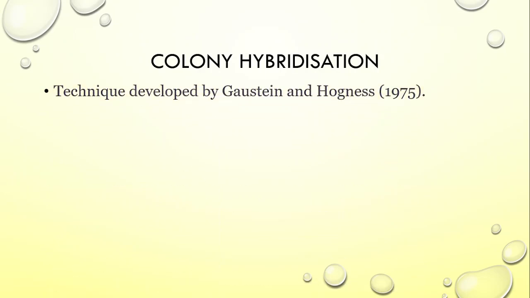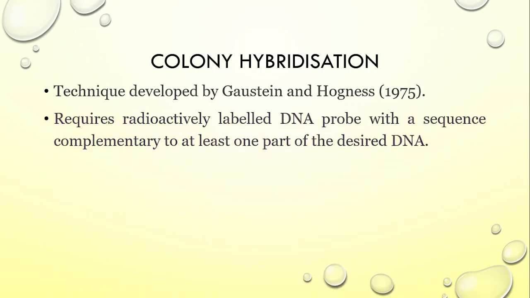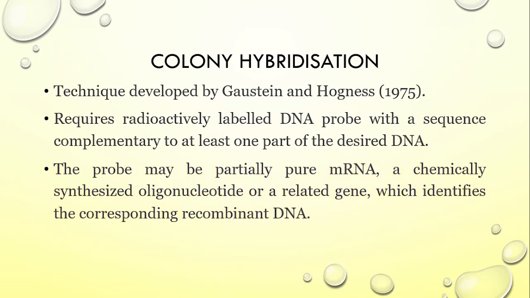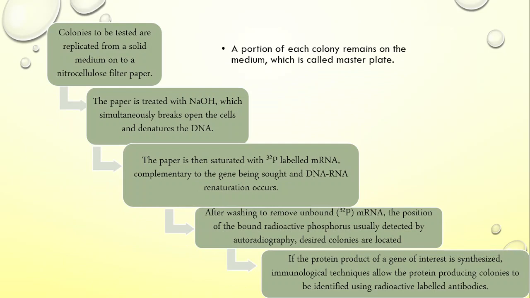This colony hybridization methodology was developed by Grunstein and Hogness in the year 1975, and it requires a radioactively labeled DNA probe with a sequence which is complementary to at least one part of the desired DNA. The probe may be partially pure mRNA, a chemically synthesized oligonucleotide, or a related gene, but which will identify the corresponding recombinant DNA. So the basis here is the complementarity between the probe and the sequence which has to be identified.